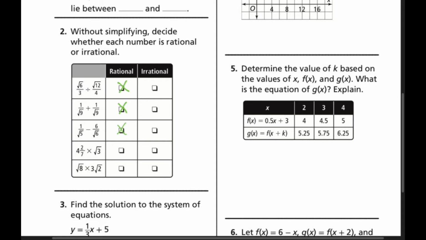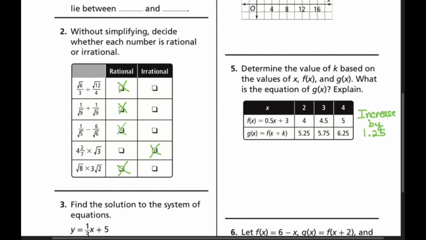So for the third one, because they are both irrational, that will be rational. And then for the fourth one, we've got a mixed number times a non-perfect square. So the mixed number is rational and the non-perfect square is irrational. So that makes an irrational answer. And then the last, we've got two non-perfect squares, though those are the same, so that will be rational.